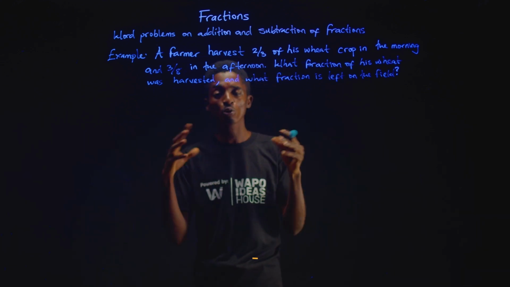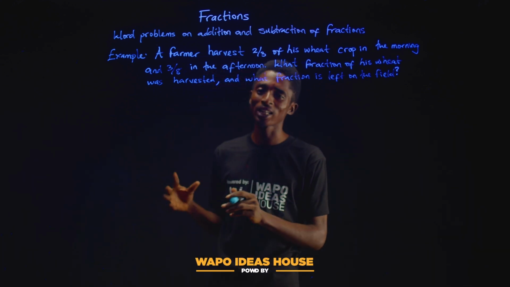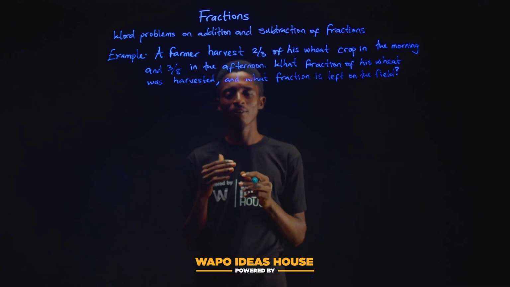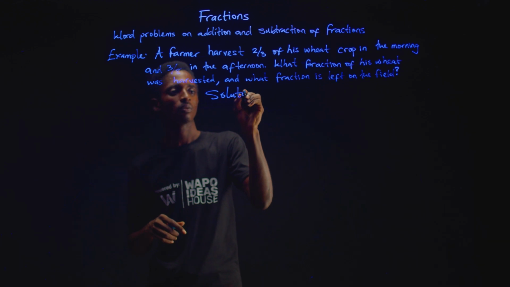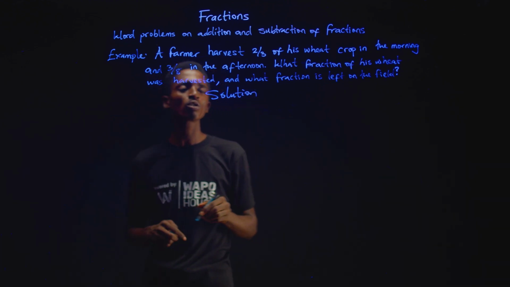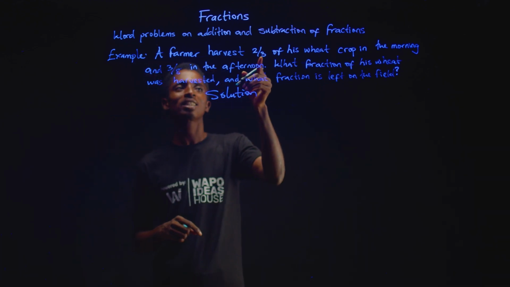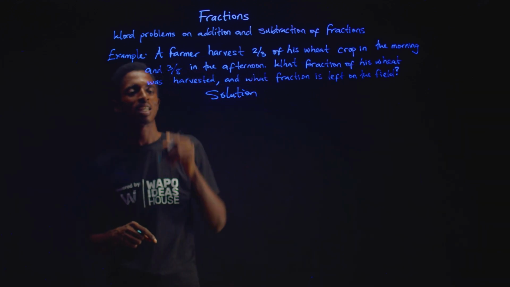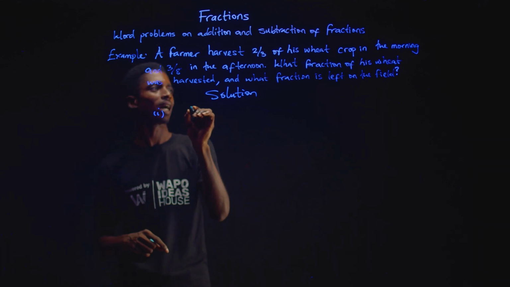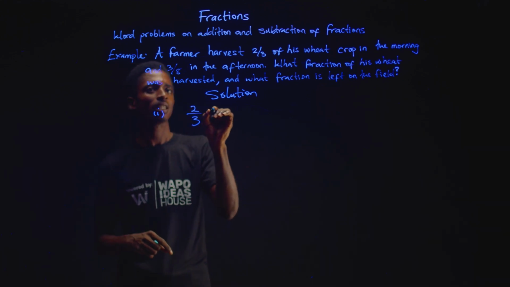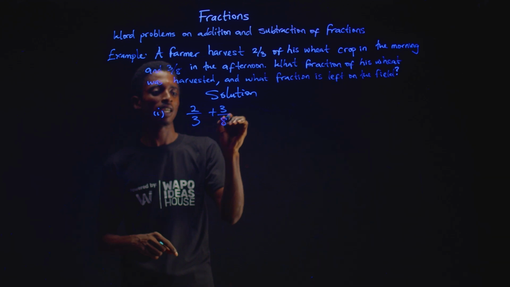So that is, we have to find the total amount of wheat that was harvested on that day and the amount that is left on the field. Solution. To find the total amount of wheat harvested, we'll add the harvest of the morning plus the harvest of the afternoon. So the first part of the question, we would have 2/3 plus 3/8.